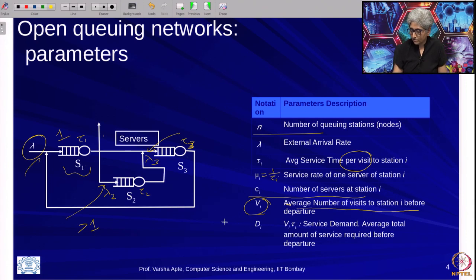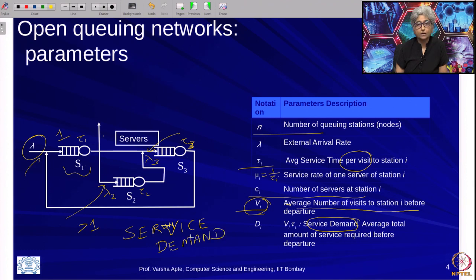Actually, this D_i is not a direct parameter, it is a parameter that is dependent on V_i and tau_i. This is called service demand. This is a very, very important new term you have to learn, service demand. What is service demand? So, if a request is now visiting a server multiple times, there has to be a parameter or a number which tells us what is the total work that a particular service station has to do to fulfill any request.